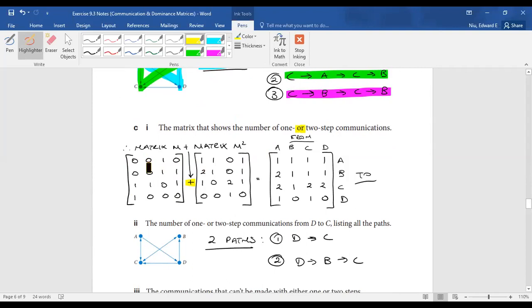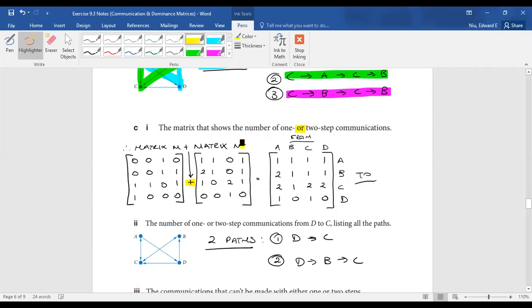Some people might add quickly in their head. Some people might type it in quicker in their CAS and adding. But here we've got 0 plus 1, that gets us 1. 1 plus 0 gets us 1. 0 plus 1 gets us 1. 0 plus 2 gets us a 2. 0 plus 1 gets us a 1, so on and so forth. I think you get the gist.